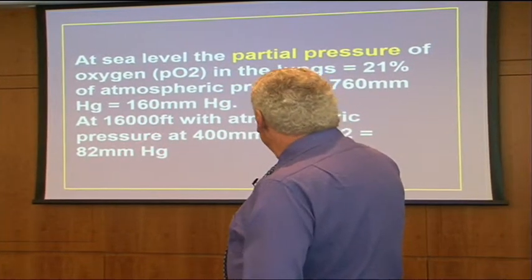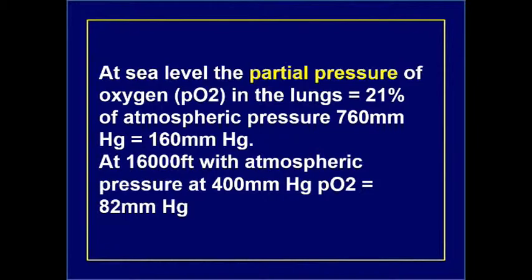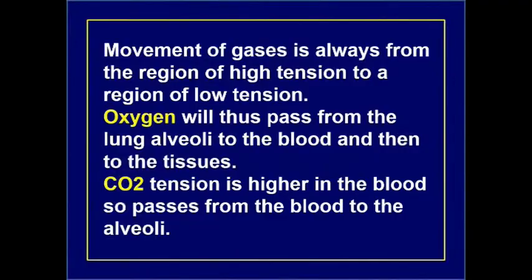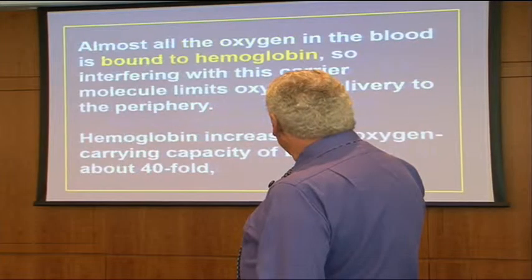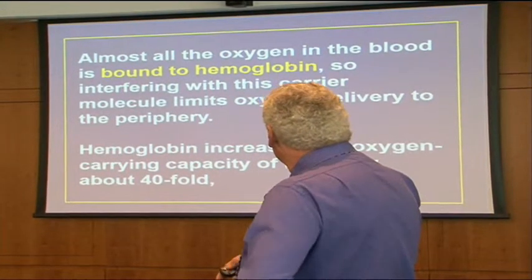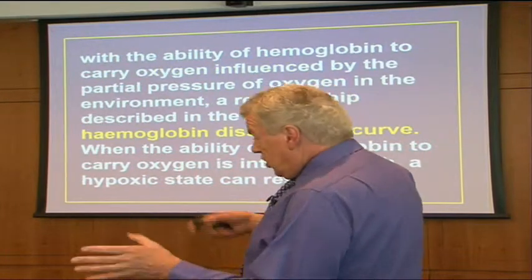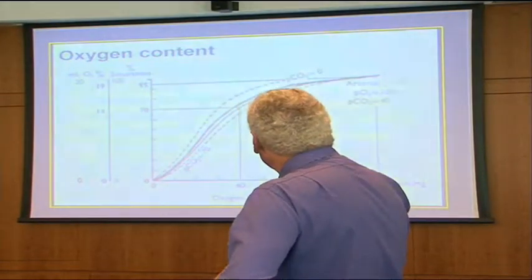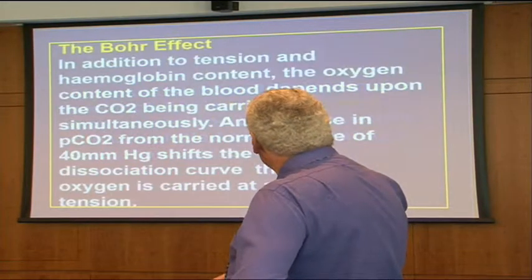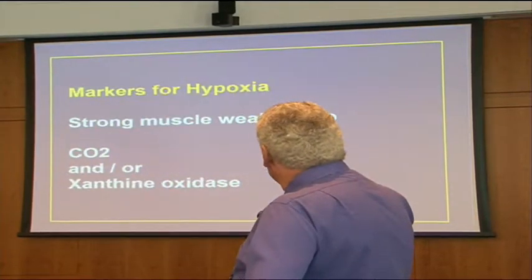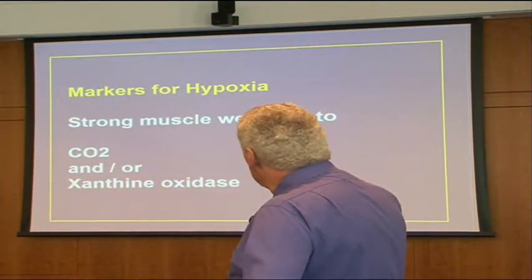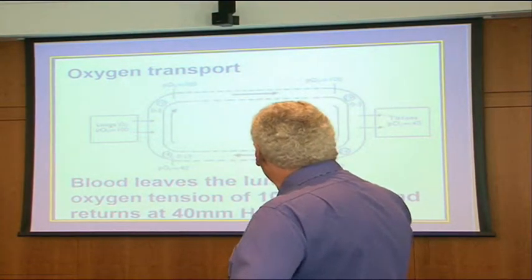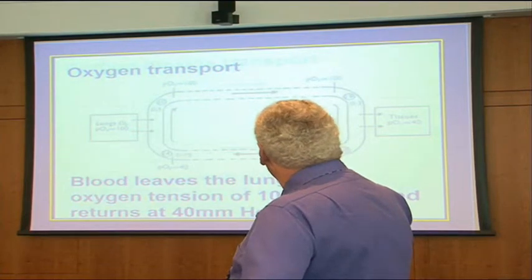If you're at 16,000 feet, it will drop down to 82% because the partial pressure of oxygen is much lower. Okay, so I'm going to whip through this because this is all just a matter of how we transport it around. We know that it's transported by hemoglobin. Some oxygen is delivered in the plasma, but it's only about 1 in 40%. Oxygen saturation we talked about, the Bohr effect. Markers, strong muscle weakens to carbon dioxide, but more important probably xanthine oxidase. Here we've got the blood leaving the lungs at high tension and returning at 40.